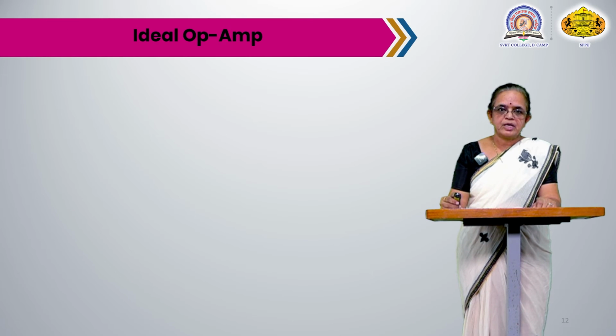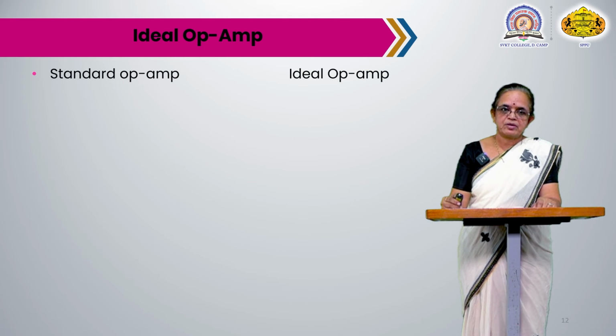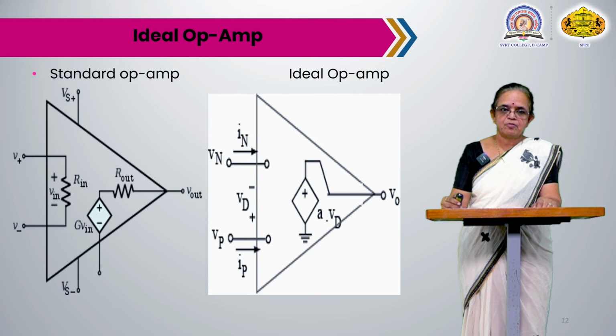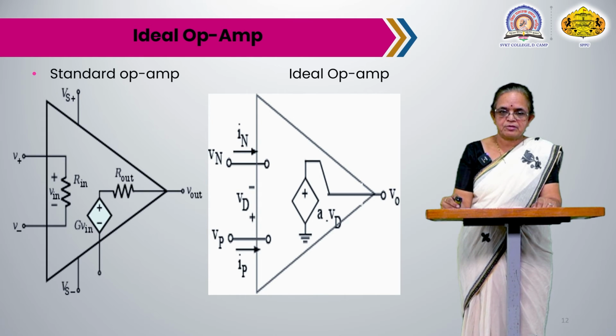Now we have to go for the ideal operational amplifier. Here are the diagrams for the standard op amp and the ideal op amp. In the ideal op amp, on the right hand side, we can show that there is a negative and a positive, meaning inverting and non-inverting inputs. Vn is the voltage at the inverting input, Vp is the voltage at the non-inverting input, and in between these two there is no connection, which shows that the input impedance is very high. It is infinity in the ideal case.